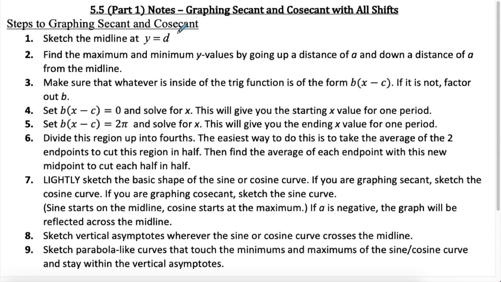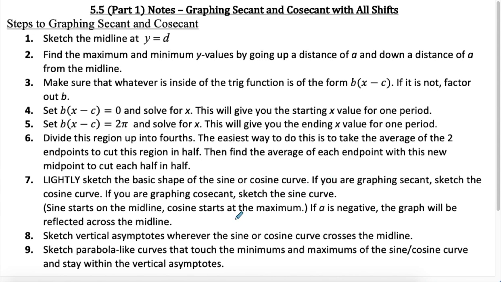Secant and cosecant are very, very closely related, to the point that we actually need to graph either sine or cosine first if we are graphing secant or cosecant. So these first 7 steps just outline exactly what we did to graph sine and cosine. Now, if we are graphing secant, we are going to graph the cosine curve, okay? And that is outlined right here in step 7. If we are graphing cosecant, we are first going to graph the sine curve, right?